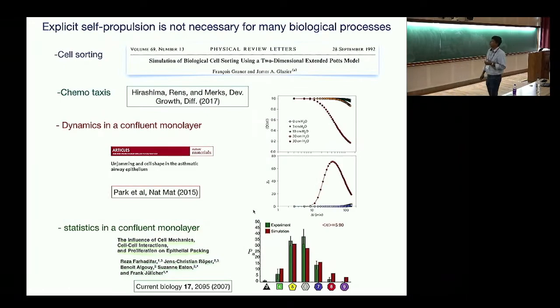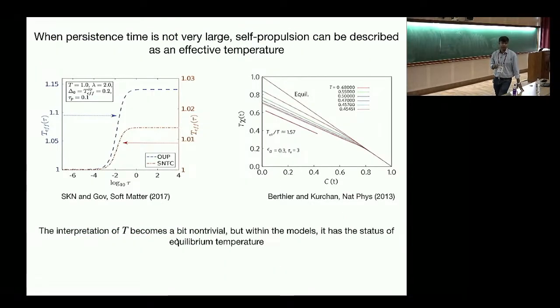Now, what about the self-propulsion? Self-propulsion is usually important, but in the first version, we did not keep it. The motivation was the following: without self-propulsion as well, there are many processes that one can understand, for example, cell sorting, chemotaxis, glass-like dynamics, and statistics in the confluent monolayer. In this type of theoretical derivation, you don't need the self-propulsion to understand the experimental scenario. But more importantly, as Sanjeev was also saying, if the tau p is very small, the active noise system becomes more like the passive system.